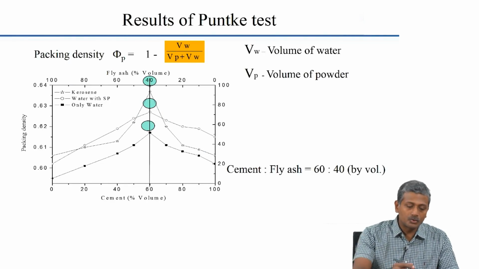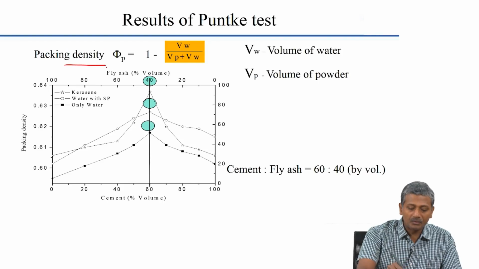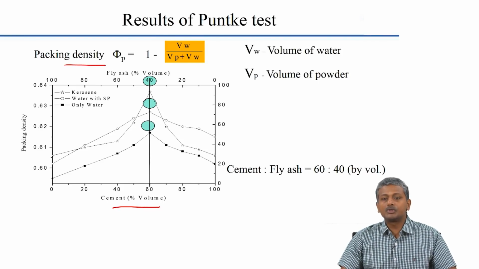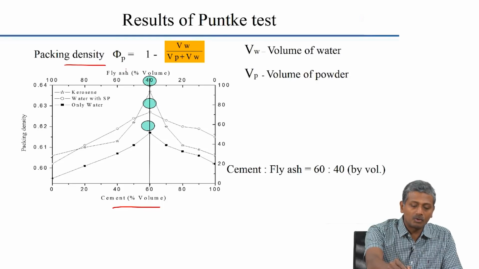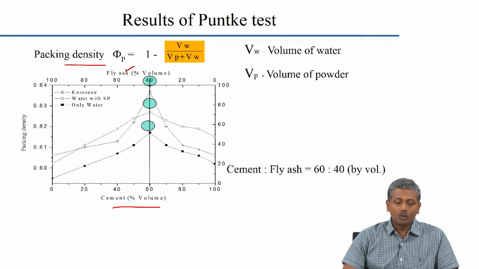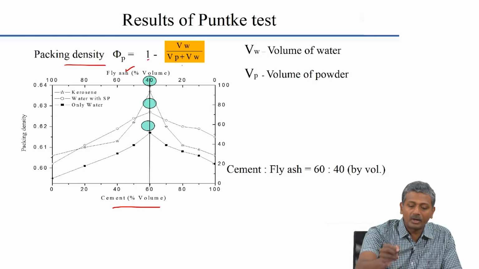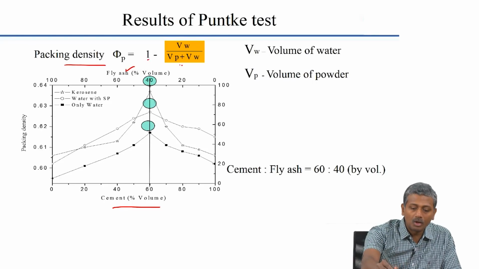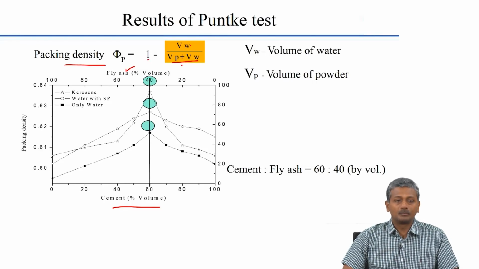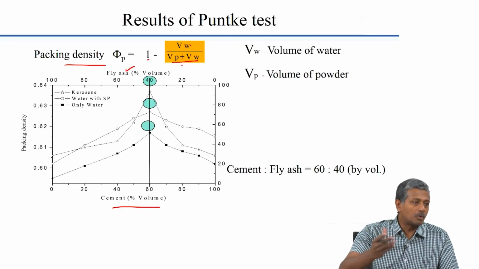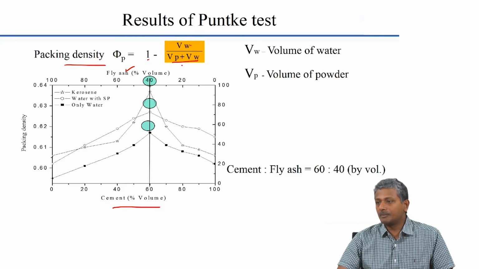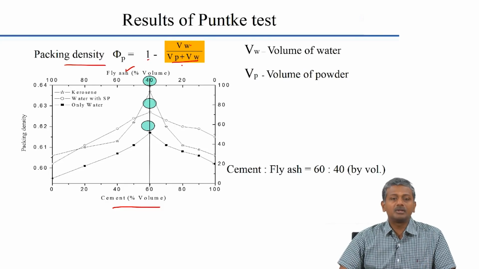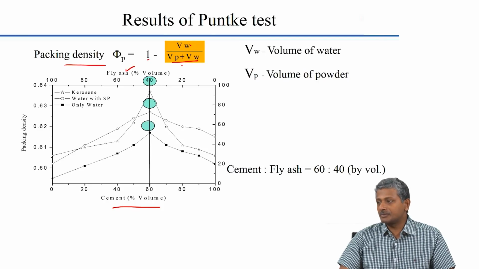So, based on this, what you do is you plot the packing density versus the amount of one constituent by volume. Here the constituents are cement and fly ash. So, you can plot the graph either in terms of cement percentage by volume or fly ash percentage by volume. And what is the packing density? It is nothing but 1 minus void content, and void content is the volume of water divided by total volume of the system. Total volume is volume of the powder plus volume of water. Volume of powder is equal to volume of cement plus fly ash. So, for each combination you need to determine the volume based on the specific gravities of the materials.